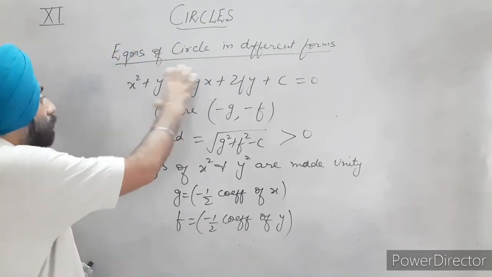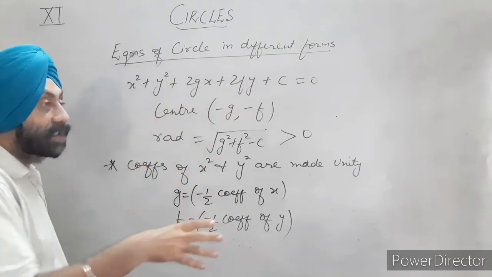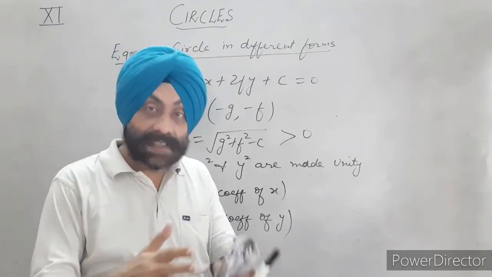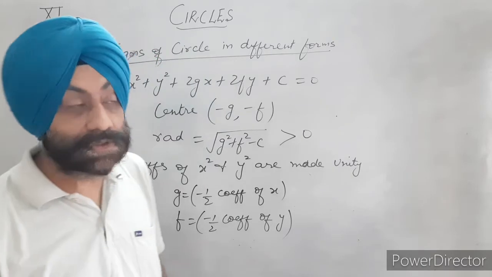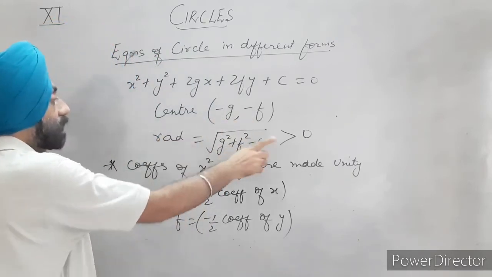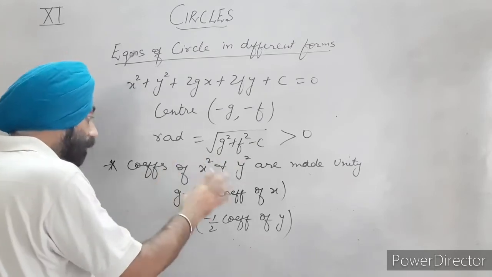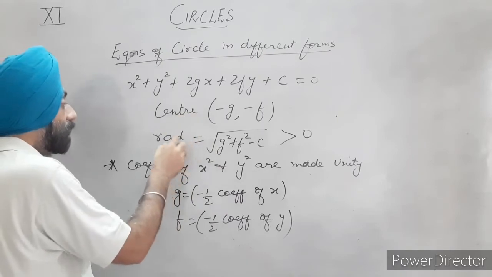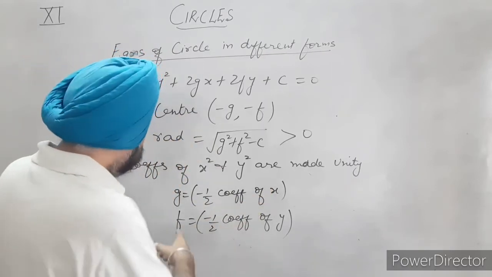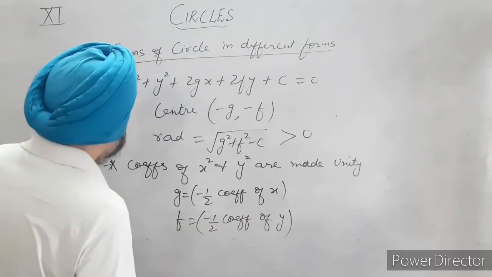Now this is the most important equation which will be used very frequently in finding the center, in finding the radius, even in finding the equation of the circle under some specific conditions given to us. Center is minus g comma minus f. Radius is this. Coefficients of x square and y square are made unity before calculating the center and the radius. So g is minus half the coefficient of x and f is minus half the coefficient of y. This is the main equation.